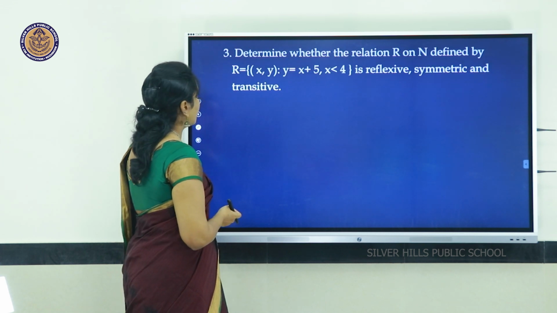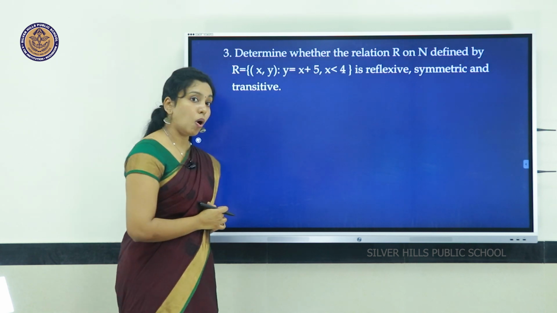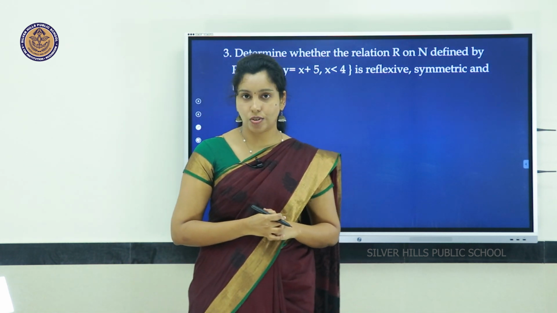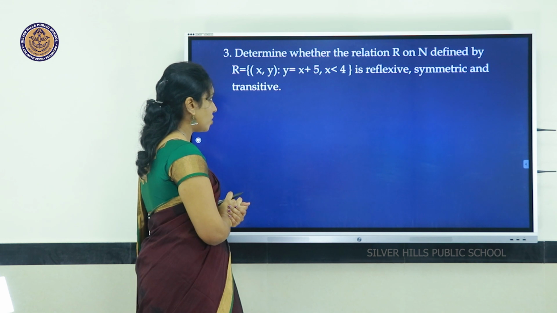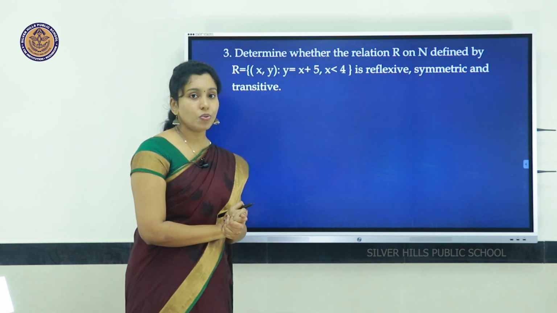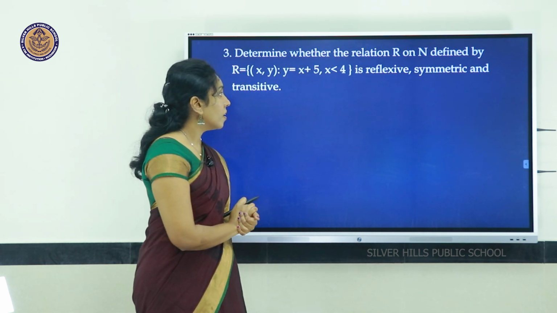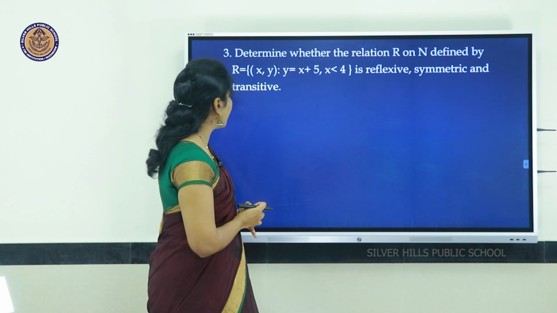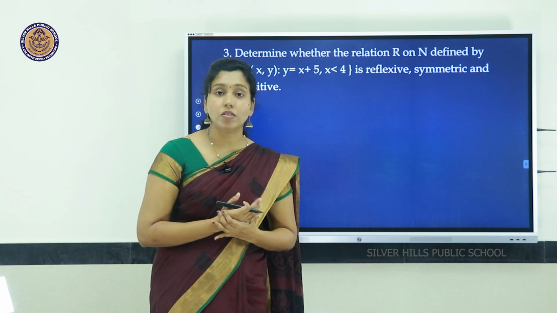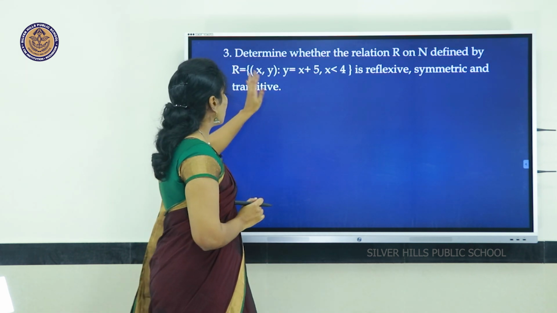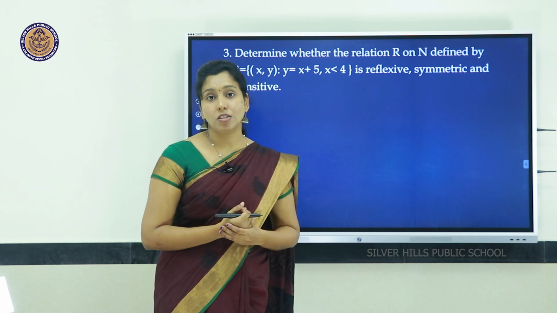So, next example, see. Determine whether the relation R on N, what is this N? N stands for the set of all natural numbers, defined by R is equal to the set of all ordered pairs xy such that y is equal to x plus 5 and x is less than 4, is reflexive, symmetric and transitive. Determine whether, so we need to check whether it is reflexive, symmetric or transitive. Now, the given question is in set builder form. So for our convenience we will just convert this into roster form.